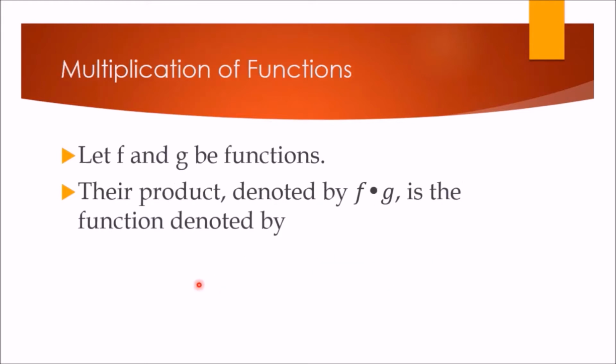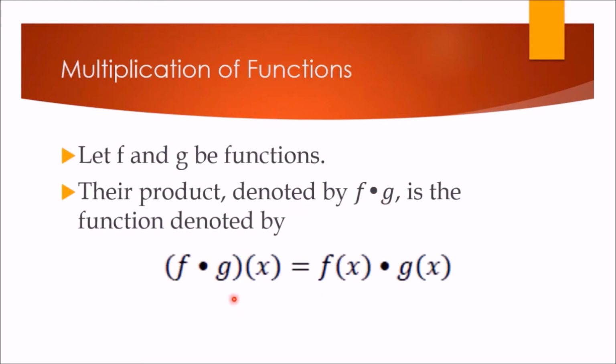In multiplication of functions, taking two functions f and g, it will be denoted by f dot g, but this will be read as f times g. Furthermore, we will have this notation to denote the multiplication of functions. (f · g)(x) is equal to f(x) times g(x).